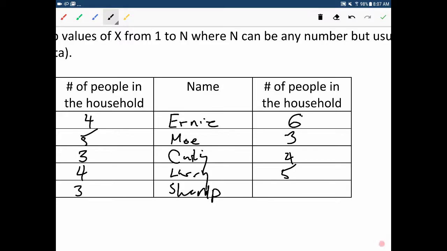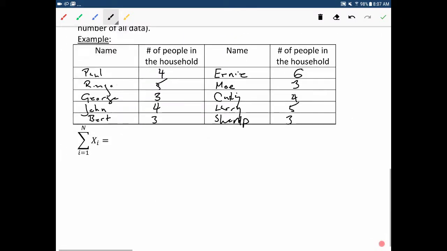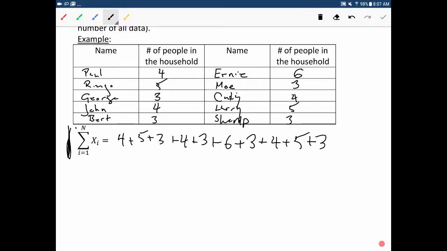The point is, if we've got this written, it's just saying add up xi, so each piece of data, starting from the first piece of data going all the way up to the last piece of data, whatever that may be, and find out what you get. So we would just do 4 plus 5 plus 3 plus 4 plus 3 plus 6 plus 3 plus 4 plus 5 plus 3, and it would equal 40.